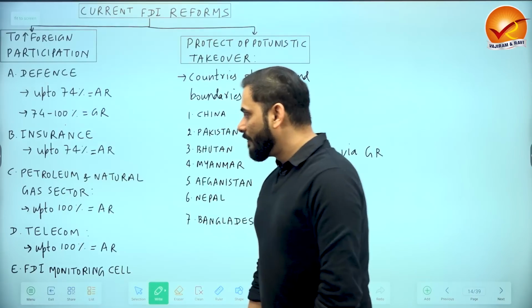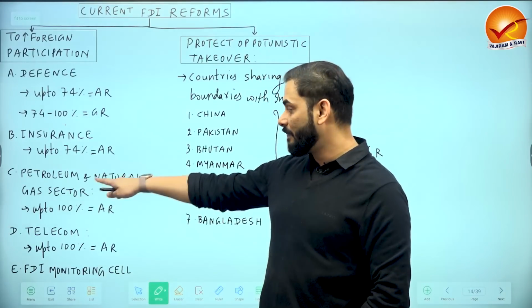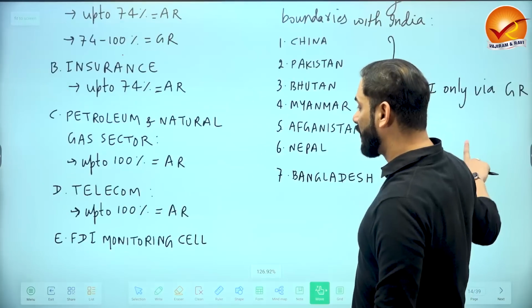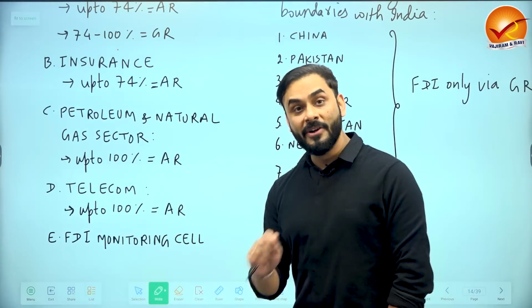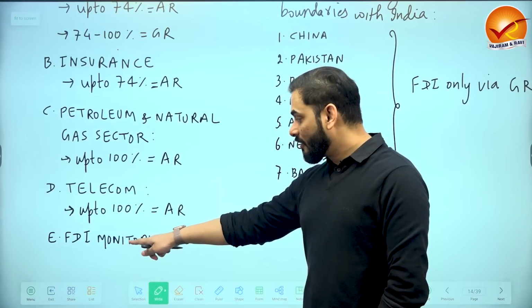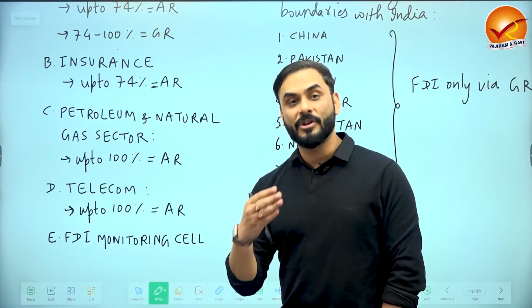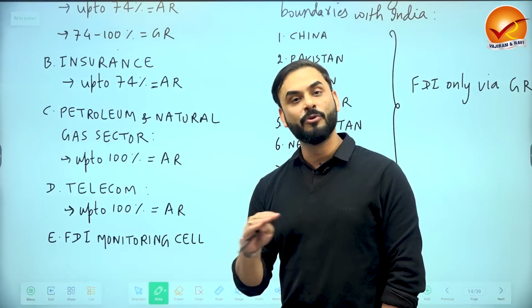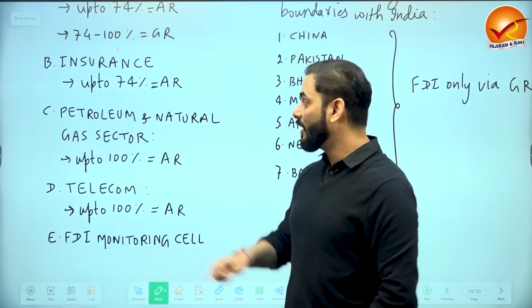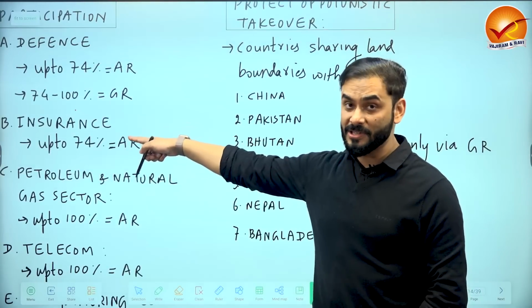Then let's look at the petroleum and natural gas sector. Up to 100% foreign direct investment in petroleum and natural gas through the automatic route. In telecom, this is a new development. In telecom, up to 100% foreign direct investment can happen through the automatic route. And the Government of India has also established an FDI monitoring cell to speed up the process of foreign direct investment and to remove any hurdles faced by foreigners in investing in India. All right. So you must remember these, because any of these can be asked in UPSC prelims.